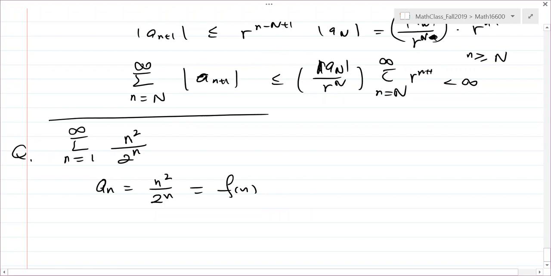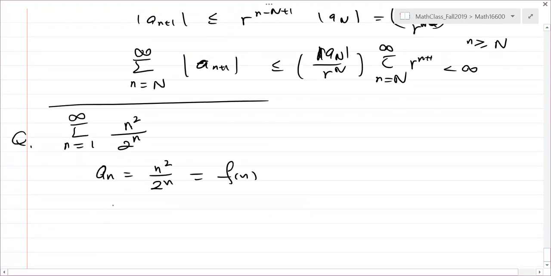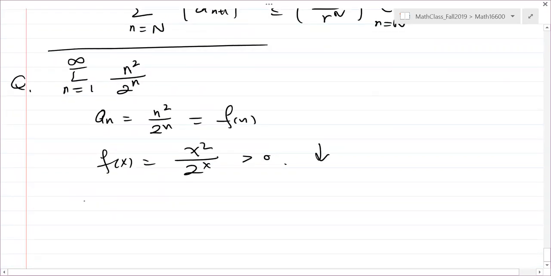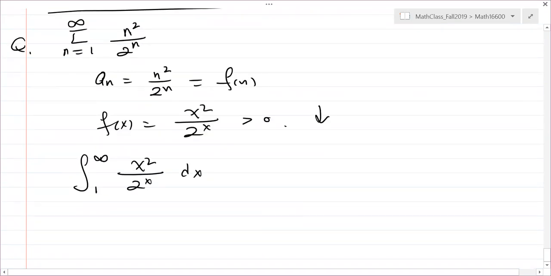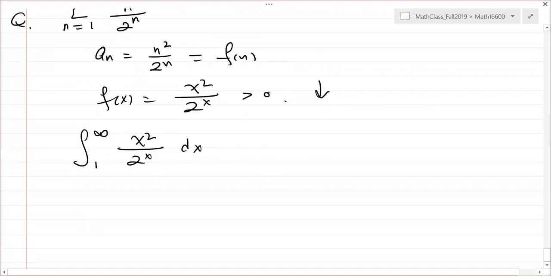And this is decreasing, right? We know f of x equals x squared over 2 to the x is positive and decreasing, okay? So the only problem is, can you evaluate the integral of x squared over 2 to the x dx? Can we do that? It's a good exercise, okay? You can, honestly. You can just look at the antiderivative, which is going to be x squared 2 to the negative x dx.